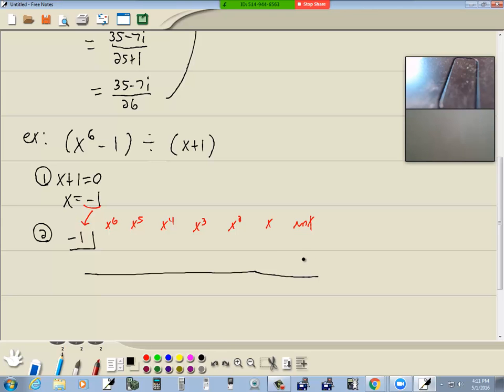And then I'll write down the numbers in front of each one of them. In front of the x to the 6 is a 1. There's that invisible 1 here. There is no x to the 5th, so that's 0. There's no x to the 4th, that's 0. There's no x to the 3rd, that's 0. No x squared, no x, and then our constant term is negative 1.